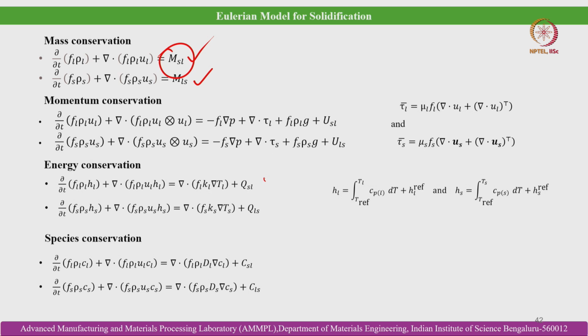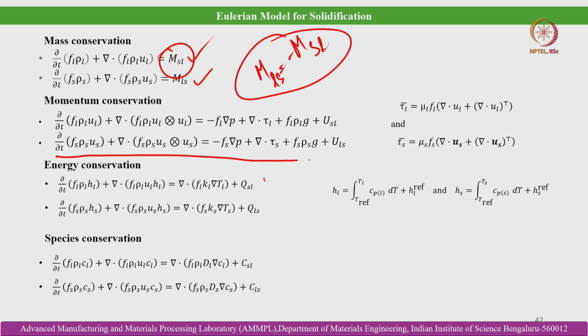This is the mass conservation equation for the solid phase: del/del t of F_s rho_s plus grad of F_s rho_s U_s is equal to M_Ls. M_Ls is related to M_SL in this way: M_Ls is equal to minus M_SL. And then the momentum conservation equations are also solved individually for the parent liquid and the product solid phases. Although for simplicity it is shown here for only one solid, similarly it is solved for the other solid phase also.